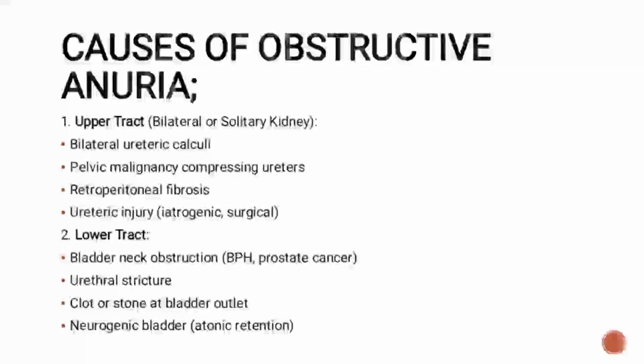Then what are the causes of obstructive renal failure? Obstructive anuria occurs only if both kidneys are affected, either by bilateral obstruction or by obstruction in a solitary functioning kidney. Always look for causes at both upper tracts and lower tracts. Upper tract pathology lies within the kidneys and ureters, and lower tract pathology lies within the urinary bladder, prostate gland, bladder neck, and at the level of the urethra.